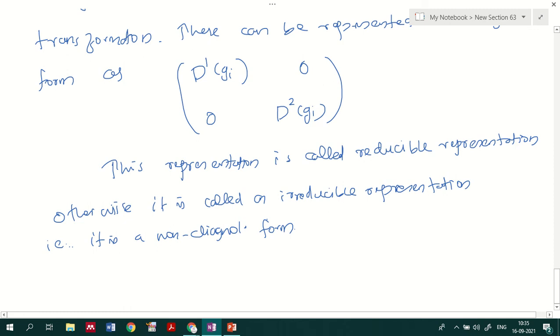So that is about representation. It simply means that whenever you have any element in a group, you can represent it in the form of a matrix, that is, a non-singular matrix. So that is easy to represent any element. So that's about a reducible representation.